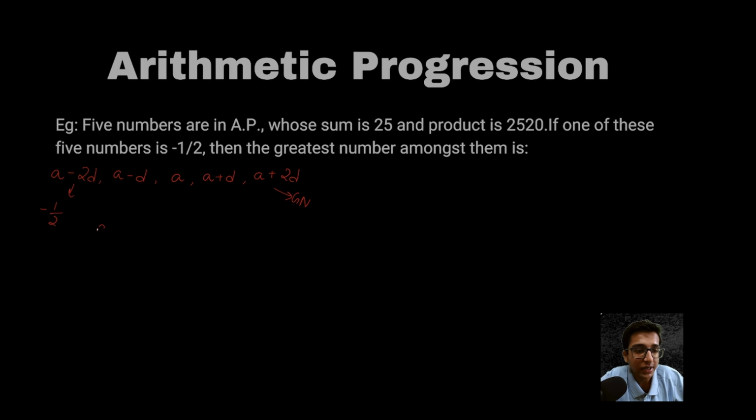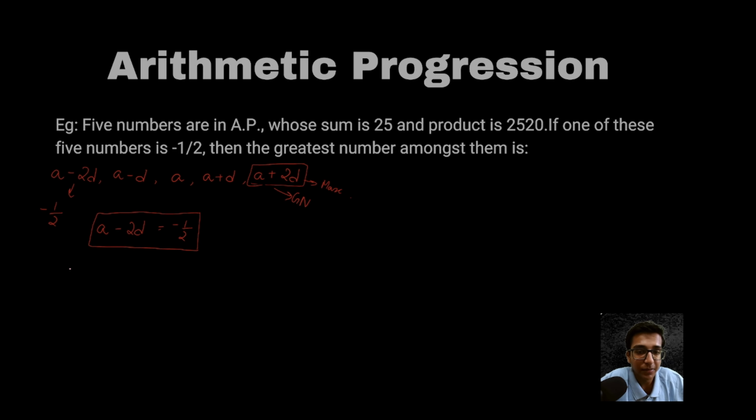So we've got one equation which is A minus 2D, which is equal to minus 1 by 2. For example, had we assumed A minus D, A or A plus D to be minus half, then we wouldn't have gotten A plus 2D to be of its maximum value. We need it to be maximum. That is why we're assuming the first term to be minus half. So we've got one equation. Let's find out the other equation.